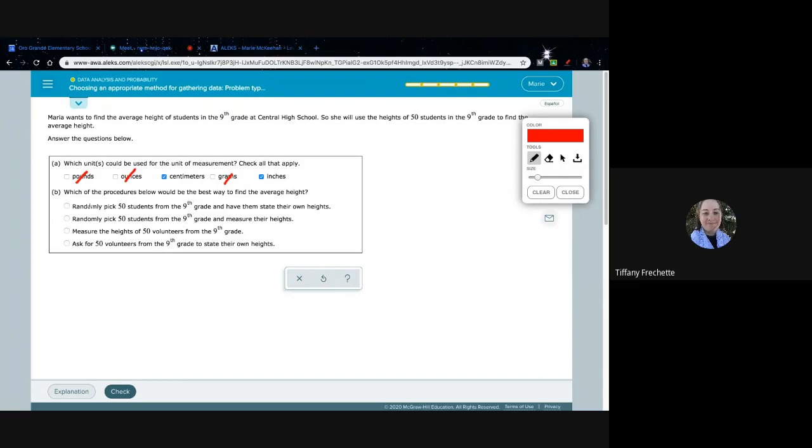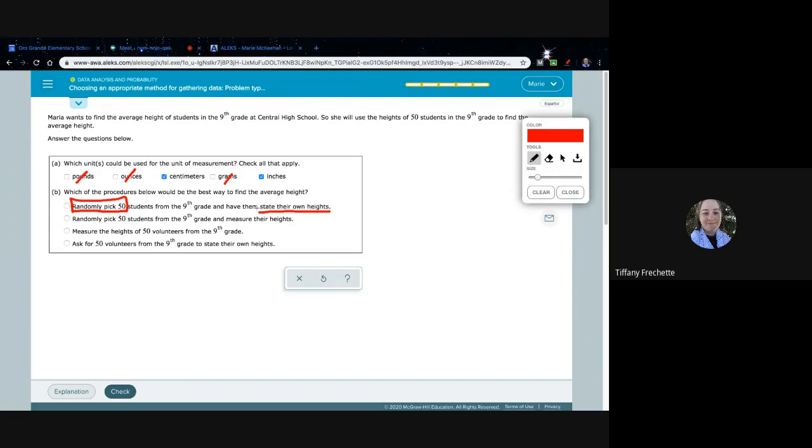All right, let's look at this one. So randomly pick 50 students. I like that. So randomly pick 50 from the 9th grade and have them state their own heights. Ooh, don't like that. What if they state it wrong? Some people might just kind of estimate like, oh, I think I'm 5'1", I think I'm 5'6", I think I'm 5'7". Well, let's have them do it on their own.